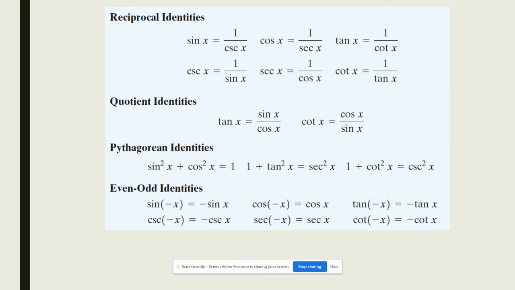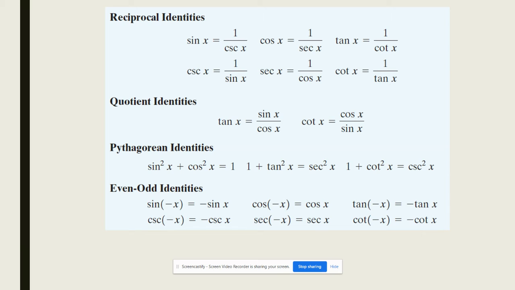Reciprocal identities, remember, our three original trig functions, sine, cosine, tangent, all have reciprocals. Sine deals with cosecant, cosine deals with secant, tangent deals with cotangent. We have a couple of quotient identities. Remember, tangent is the same thing as sine divided by cosine. And so then that means that cotangent is the same thing as cosine divided by sine.